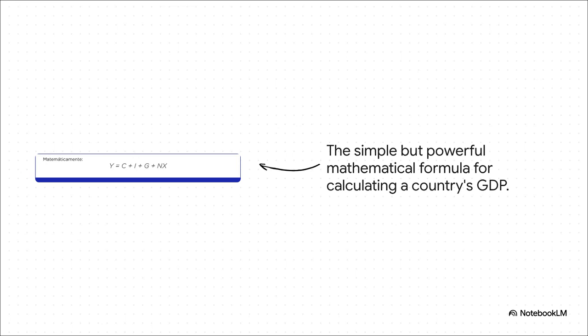And here is the simple but incredibly powerful formula that puts it all together. GDP, which is represented by the letter Y, is just the sum of those four things, C plus I plus G plus NX. It's pretty wild to think that every single news report you hear about the economy growing or shrinking just boils down to changes in one or more parts of this exact equation.